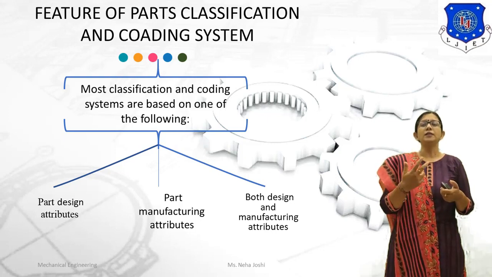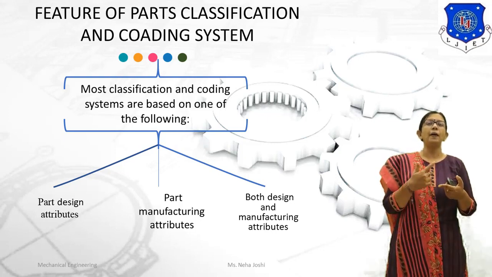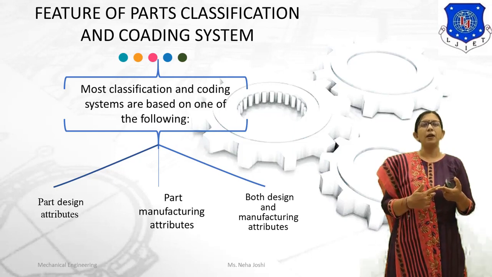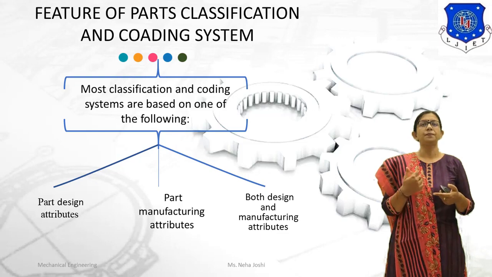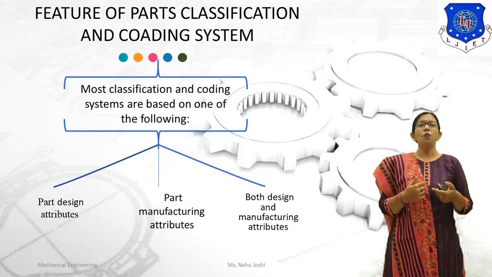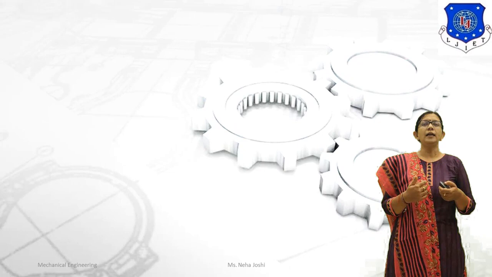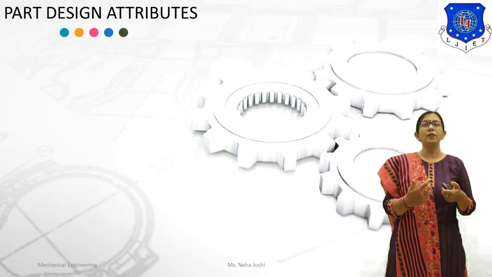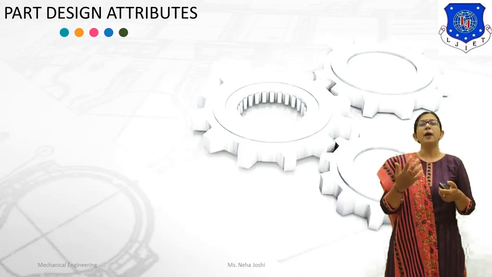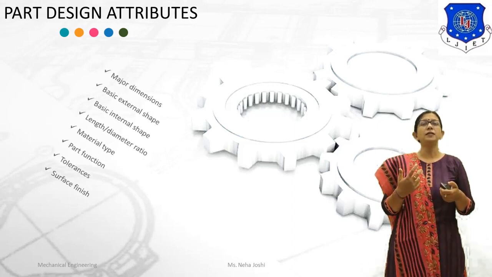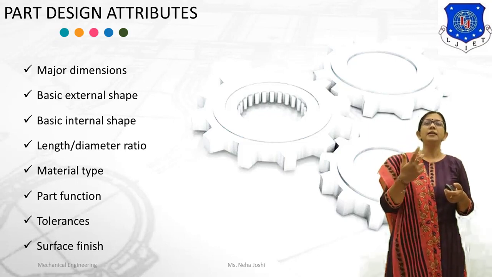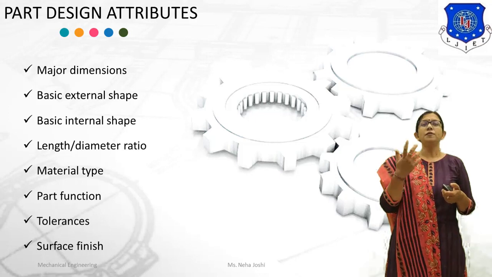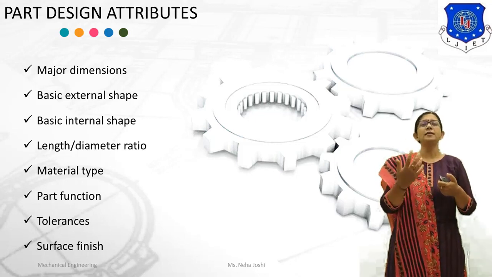Okay, so most of the classification and coding systems are based on part design attributes, part manufacturing attributes, and both design and manufacturing attributes. So now part classification and coding involves the activities of part classification and part coding. Now we will discuss the part classification systems. The first one is the system based on design attributes. Okay, so this category of system is useful for design standardization.